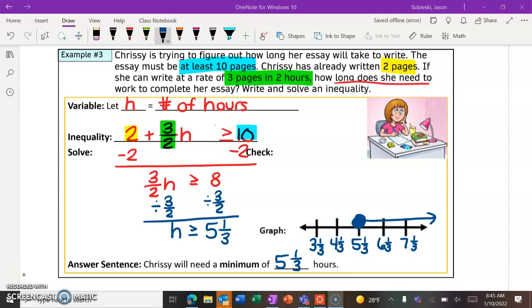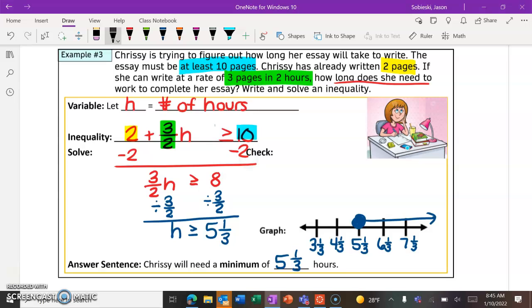So again, our first step is to subtract away the 2 and then divide by 3/2. So it's going to be h, or the number of hours, is greater than or equal to 5 1/3. This one we can leave as our fraction, as our mixed number, because you can have 1/3 of an hour, right? You can't have 1/3 of a person, though, from like example 2. So a minimum of 5 1/3 hours, closed circle going to the right on our number line.